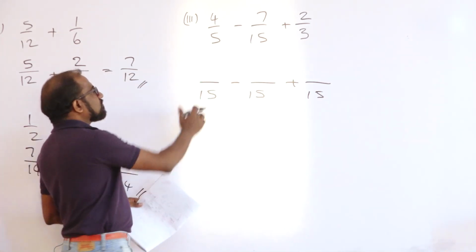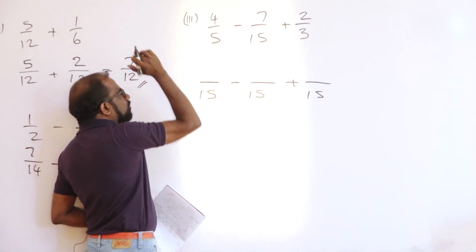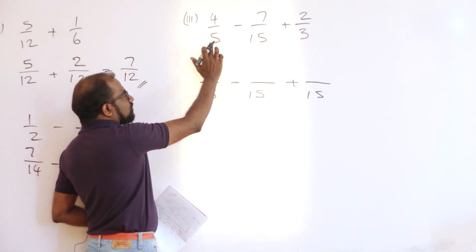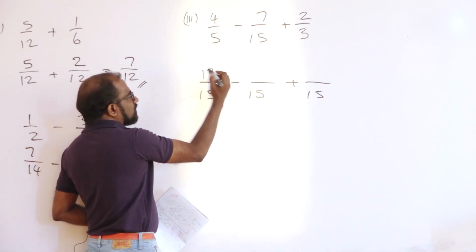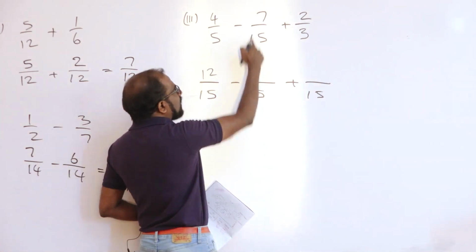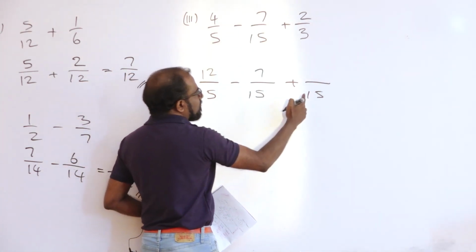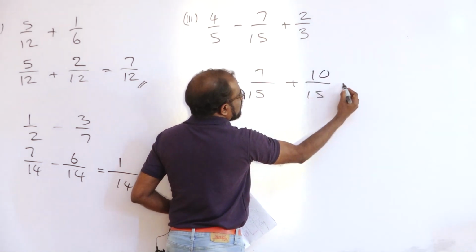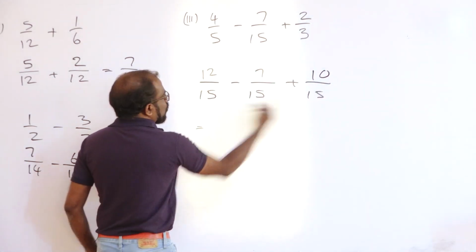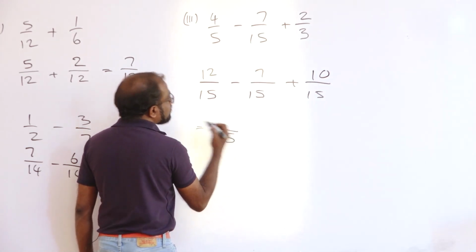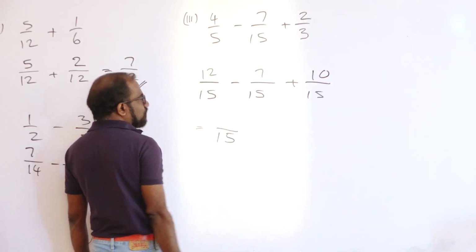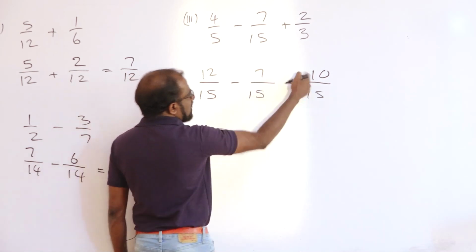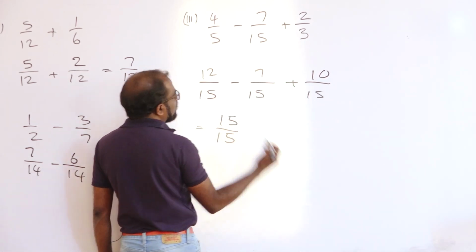Then second step, divide by denominator, multiply by numerator. 15 divided by 5, 3. 3 times 4, 12. 15 divided by 15, 1. Into 7, 7. 15 divided by 3, 5. 5 times 2, 10. What is the answer? Common denominator is 15. 12 minus 7, 5. 5 plus 10, again, you are getting 15.